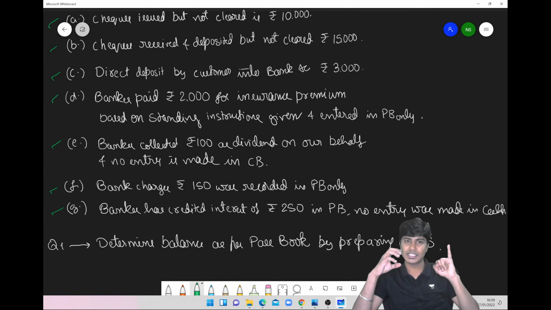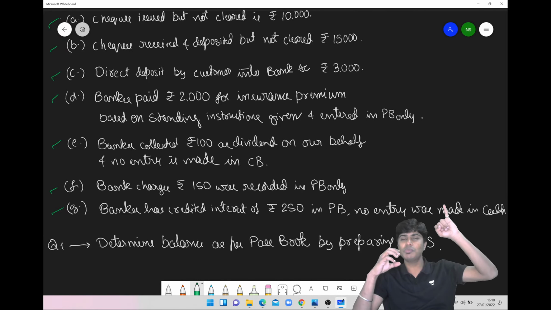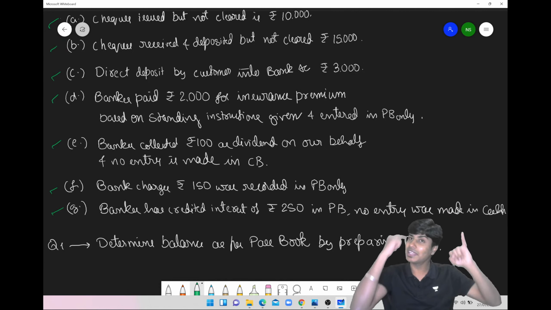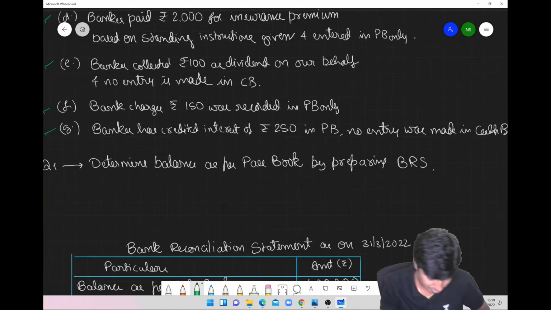So because the interest is given by the banker, balance as per passbook has increased, balance as per cash book has not increased. Where are we making changes? We are making changes in the cash book. If we were making changes in the passbook, we would have deducted. Because we are making changes in the cash book, we would have to add this particular item. So this last item G is an add item.